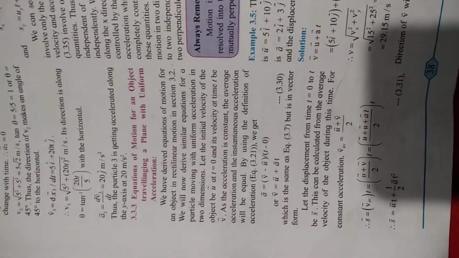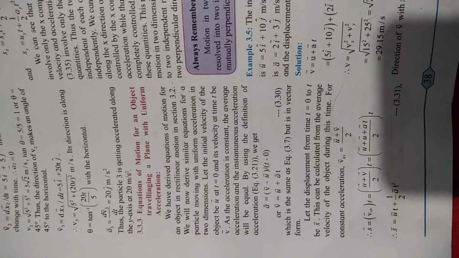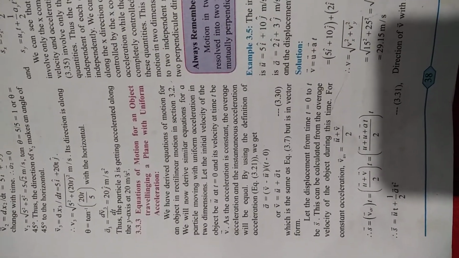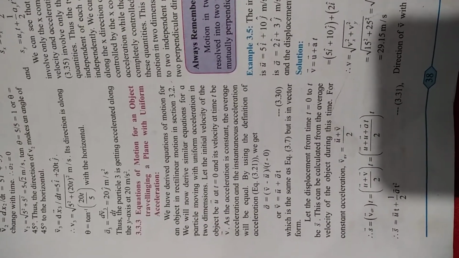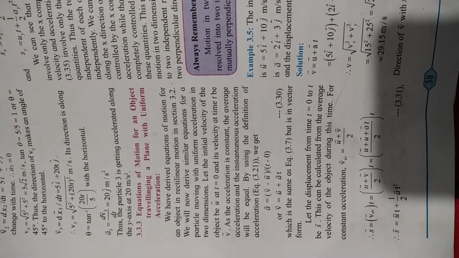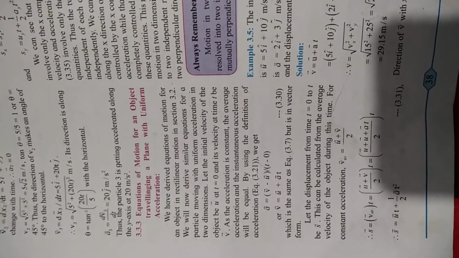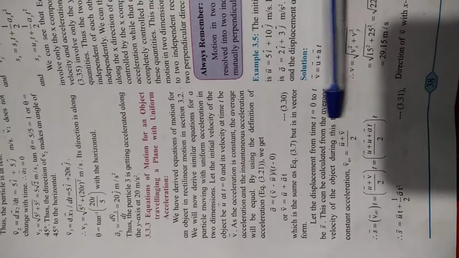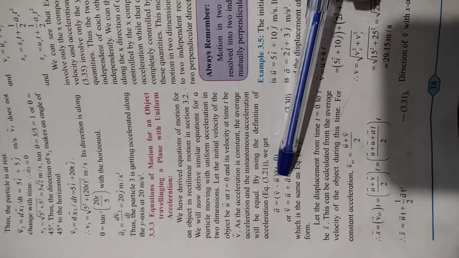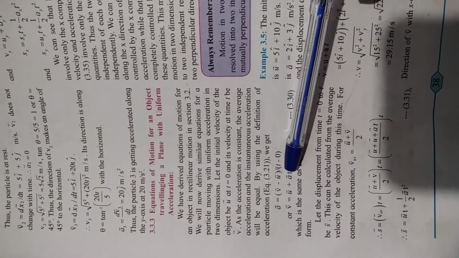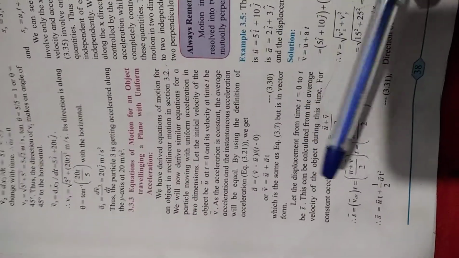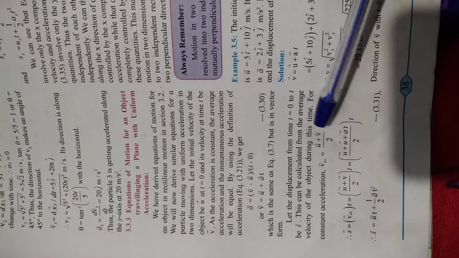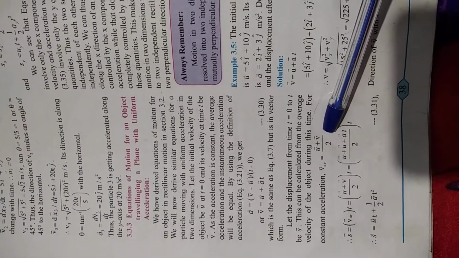Now let the displacement from time t equal to 0 to t be s. The displacement of the particle is s. This can be calculated from average velocity. So v average is what? Initial velocity plus final velocity divided by 2. What is initial velocity? u. Final velocity, now we have the value of final velocity, that we have to put, divided by 2. So v average is equal to u plus v divided by 2.